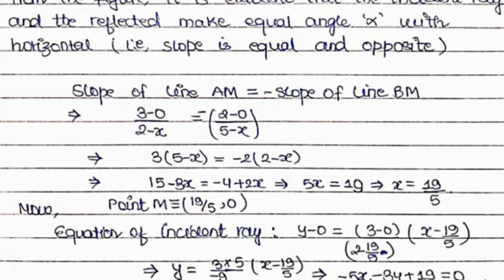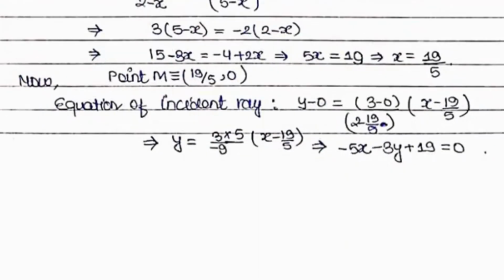Now we have to give the equation of incident ray. Now the equation of incident ray, we have to calculate it. So y minus 0 equals to 3 minus 0 upon 2 minus 19 by 5 into x minus 19 by 5. So if we solve this equation, we will get the equation of incident ray as minus 5x minus 3y plus 19 equal to 0. You can take screenshot of the video to understand it more deeply, because it is not really possible to get the video in a single go if you have not gone through the content before.